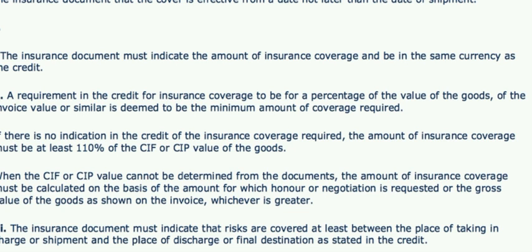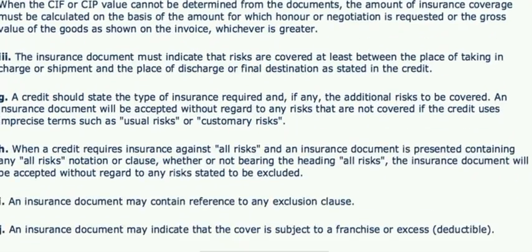And in case the CIF or CIP value cannot be determined from the documents, the amount of insurance coverage must be calculated on the basis of the amount for which honor or negotiation is requested, or the gross value of goods as shown in the invoice, whichever is greater. So it should be done like this.